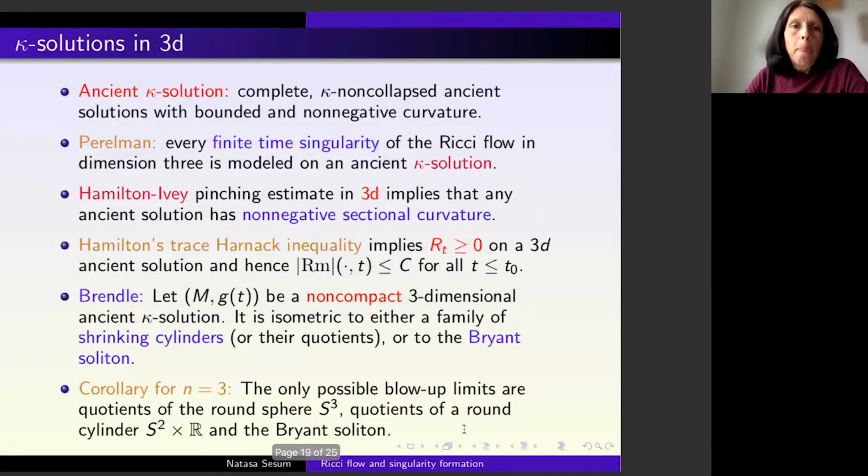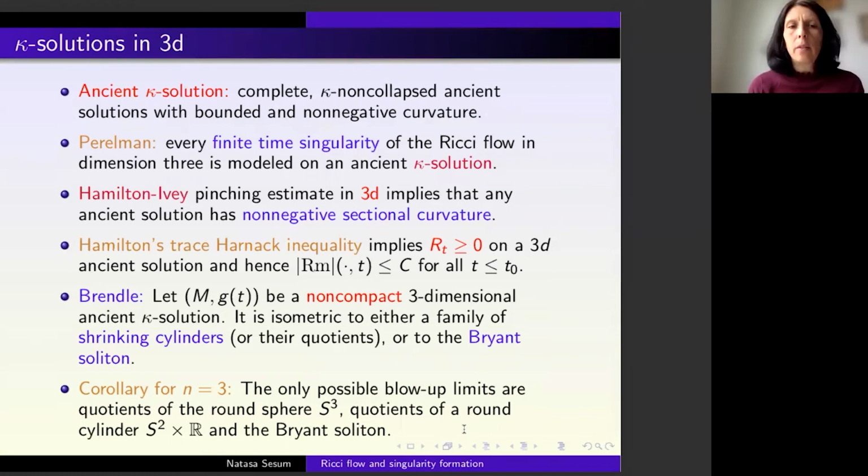Now I'm going to define something that Perelman defines in his paper and calls ancient kappa solutions. These are complete kappa non-collapsed ancient solutions which have bounded and non-negative curvature. And he proves that in 3 dimensions, when you study the finite time singularities, they are always modeled on these ancient kappa solutions. So you don't need to assume anything on your initial 3D manifold. You always know that the singularity model of the Ricci flow will be modeled on these kappa solutions.